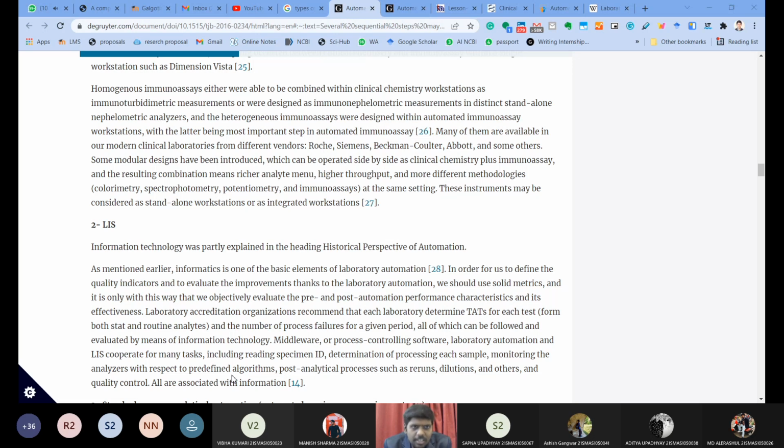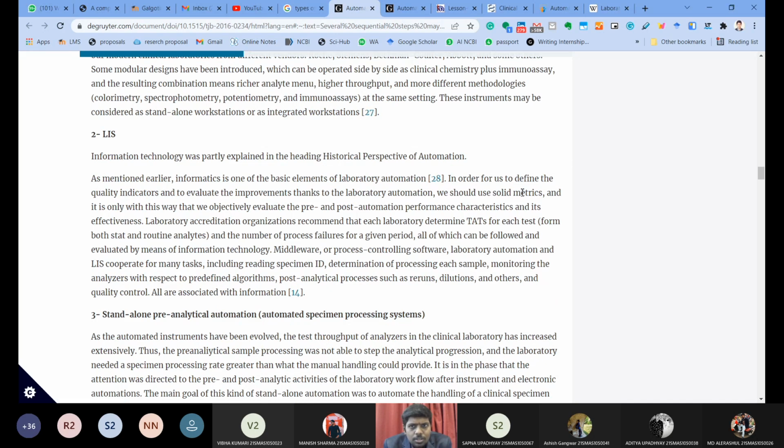As mentioned earlier, informatics is one of the basic elements of laboratory automation, in order for us to define the quality indicators and for evaluation purposes. Either in pre or post automation, performances can be detected by this LIS software. LIS software also ensures TAT. TAT stands for turnaround time, which is the time taken from receiving the sample to generating the report.